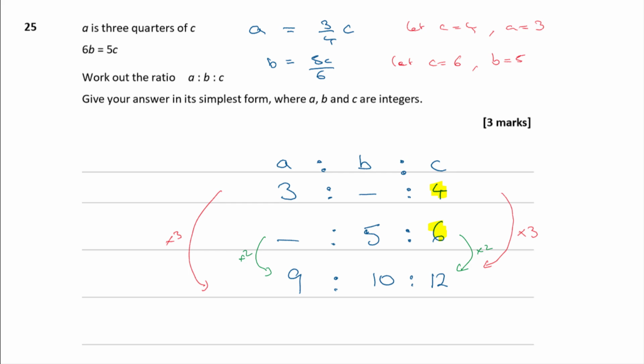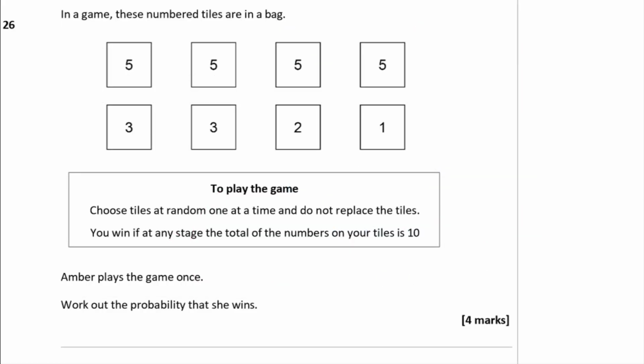Now, can I cancel that down at all? Nope. They haven't got any common factors, because of the 10. So yeah, that's it. 9 to 10 to 12. Work out the ratio of A to B to C. Give your answer in the simplest form where A, B and C are all integers. Seem to have done it. That's good. Move on. Question 26.